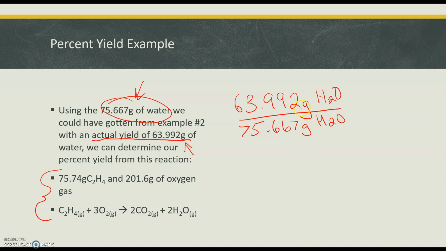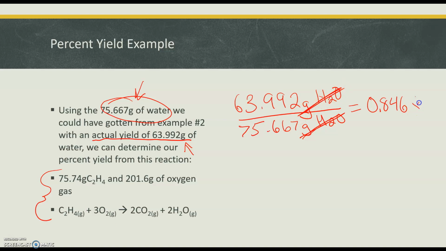Note, we have some like terms here. They do cancel. Once we've canceled them, we're just going to do this division. This division should give us a 0.846. And note that we don't have any units here. The reason for that is because they've canceled out. So we just have 0.846.